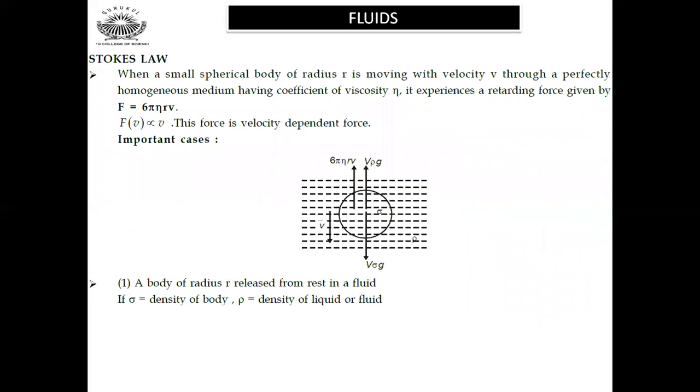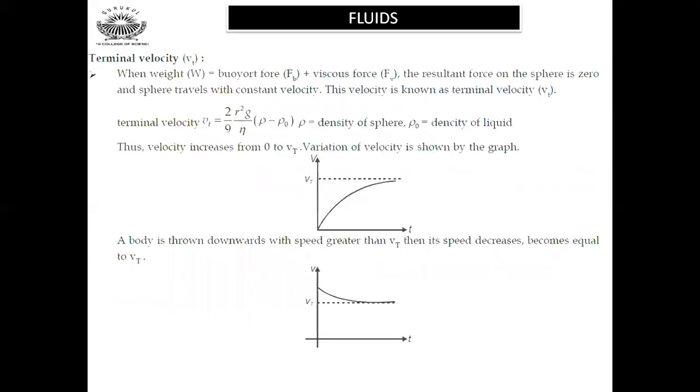Coming to Stokes law: when a small spherical body of radius r is moving with velocity v through a perfectly homogeneous medium having coefficient of viscosity eta, then it experiences a retarding force given by F equals 6 pi eta r v. Here eta is the coefficient of viscosity, r is the radius of the spherical body, and v is the velocity, and it is the maximum velocity with which a body will travel in a fluid, and hence it is called the terminal velocity. Here sigma is the density of the body and rho is the density of the liquid.